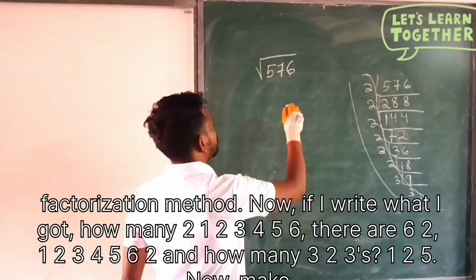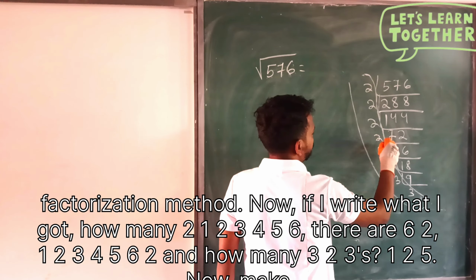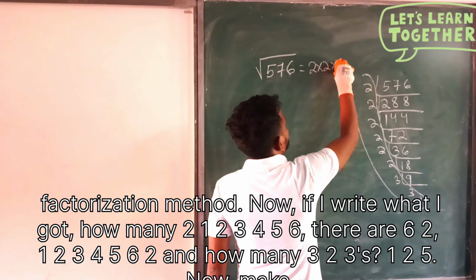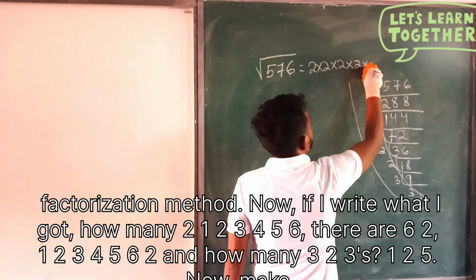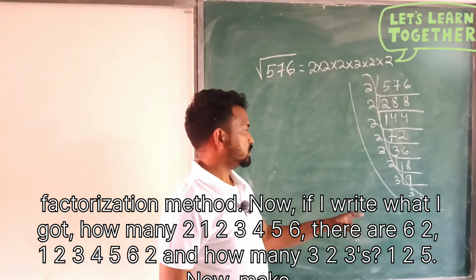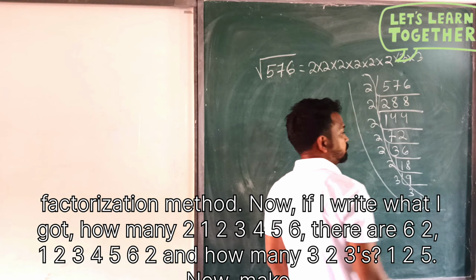Okay, now if I write what I got, how many 2's? 1 2 3 4 5 6. There are 6 2's. And how many 3's? 2 3's. Fine.